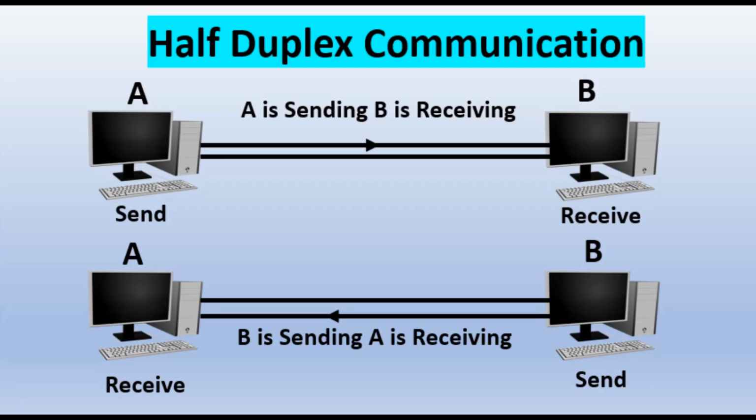Now look at this image. Computer A sends information to computer B. At the end of transmission, computer B sends information to computer A. Computer A cannot send any information to computer B while computer B is transmitting data.